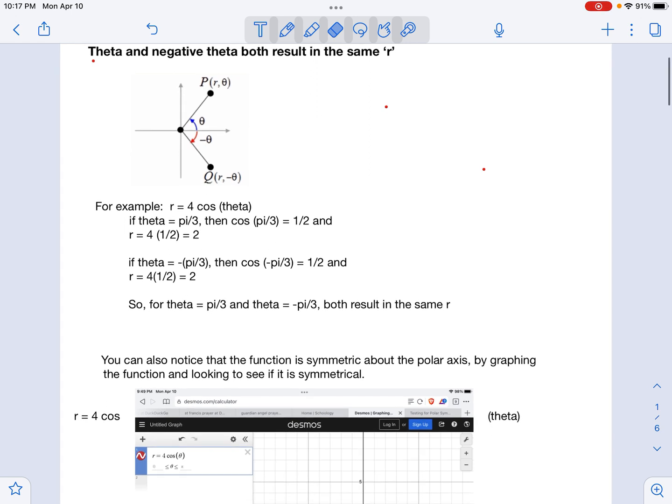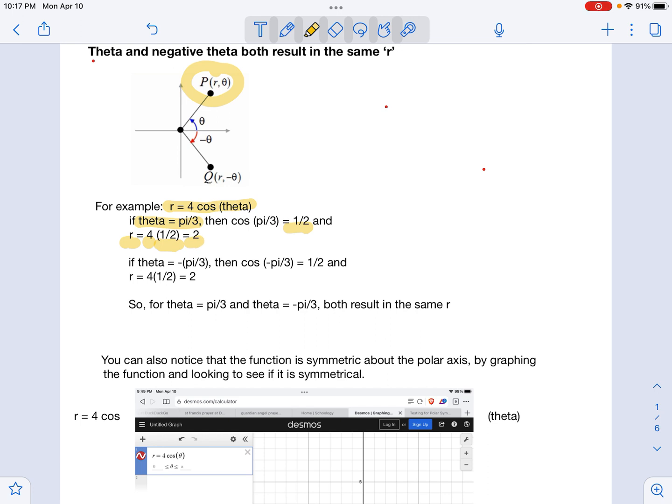For example, we can use this function, r equals 4 cosine theta. If theta is pi over 3, which is approximately where this point is right here, then cosine of pi over 3, we know from our special triangles in the unit circle, is 1/2. Therefore, if we plug this in, r is equal to 4 times cosine of pi over 3, which is 4 times 1/2, which is 2.